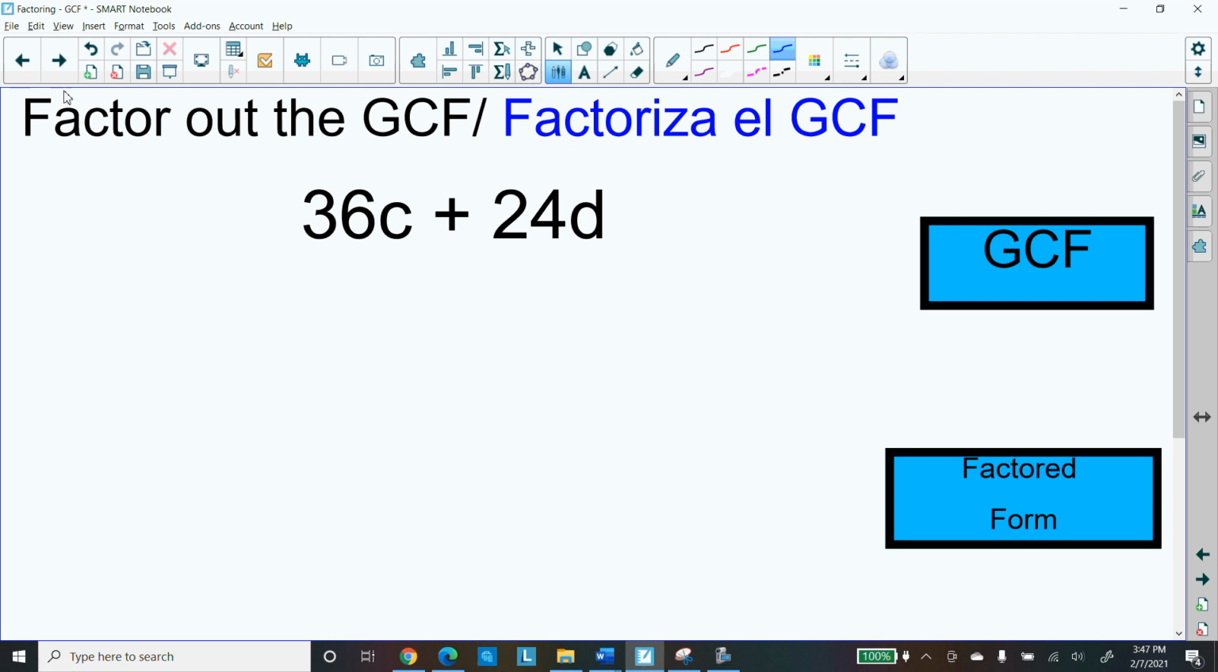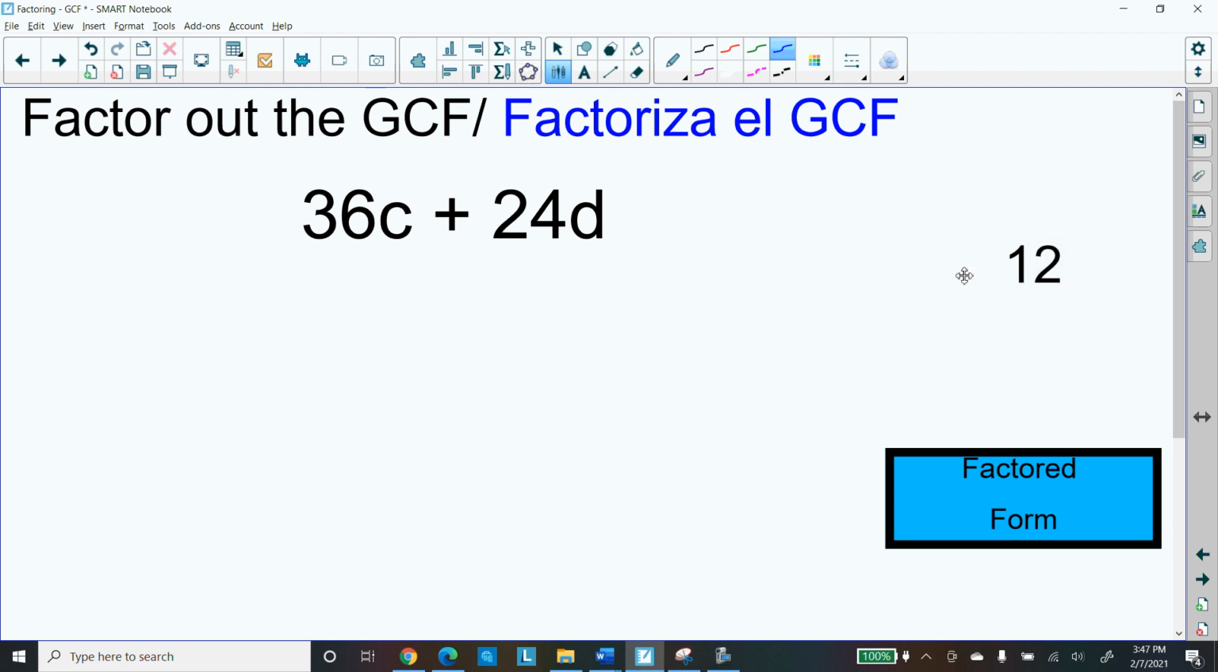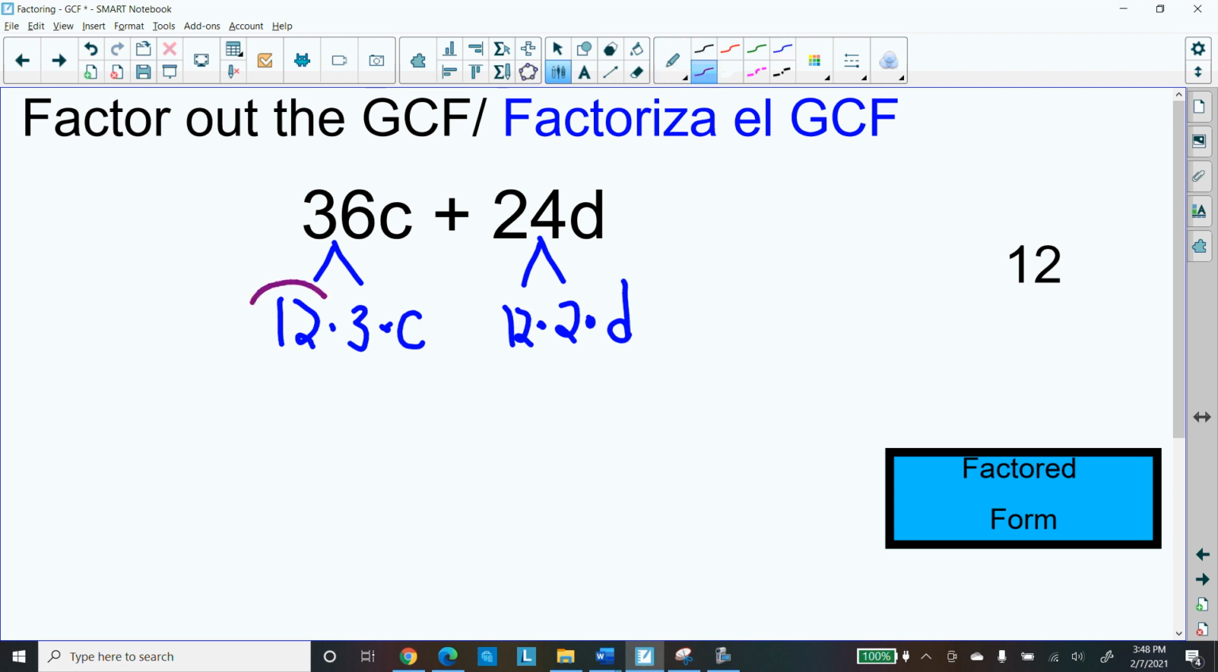Okay, what'd you get for the GCF? If you said 12, you're correct. So 12 times 3, don't forget times the letter C, and 12 times 2. And don't forget times the letter D. So 12 is the biggest number that they have in common. So I'll put that out here. And draw my other parenthesis. And let's see what's left.